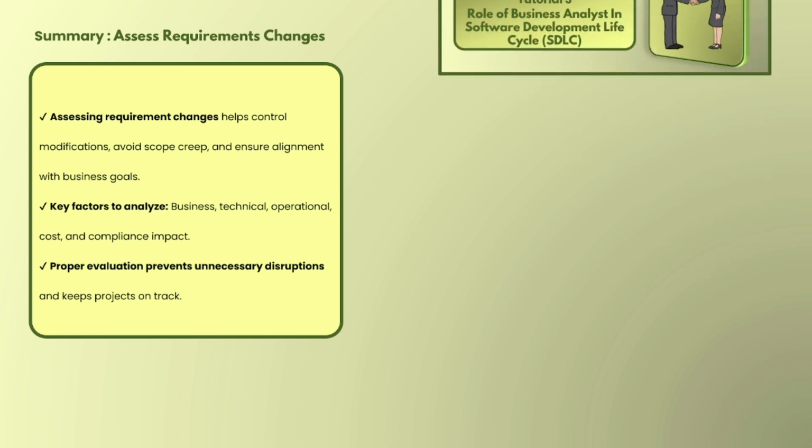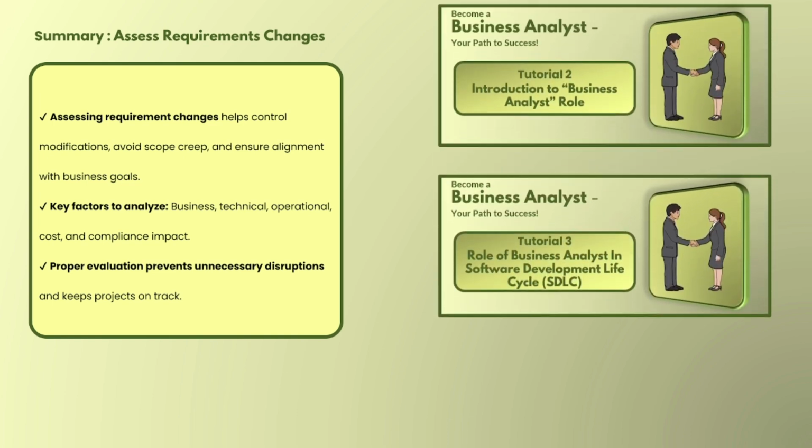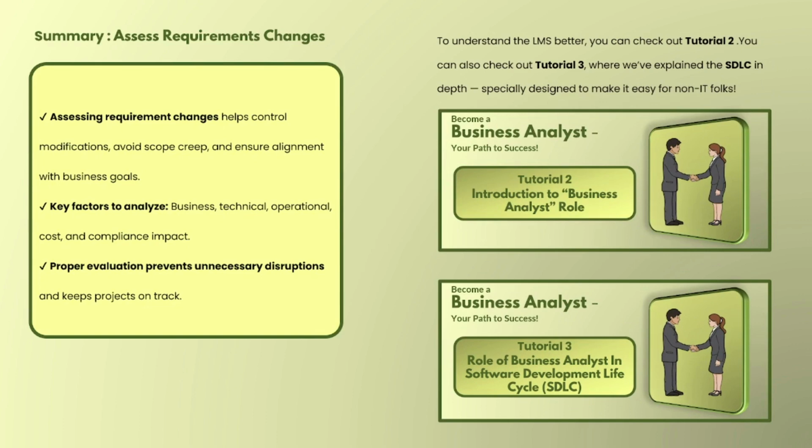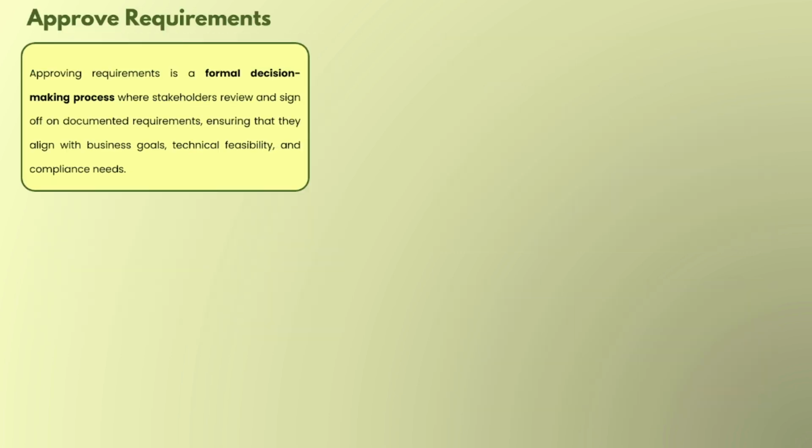Now let's move on and summarize assessing requirement changes. Well, assessing requirement changes helps control modification, avoid scope creep and ensure alignment with business goals. Key factors to analyze are business impact, technical impact, operational impact, then cost and compliance impact as well. And finally, proper evaluation prevents unnecessary disruption and keeps the project on track. Now we will move to the last step of requirement lifecycle management, that is approving requirements.